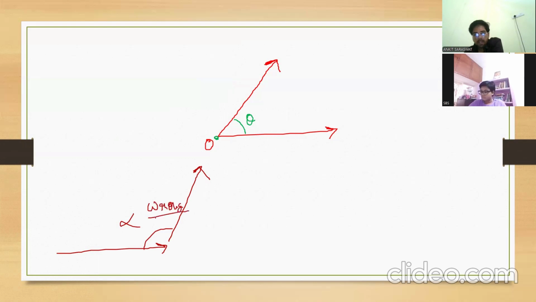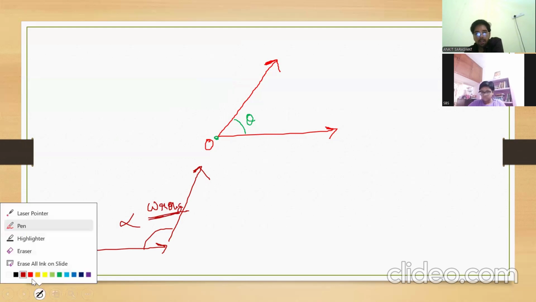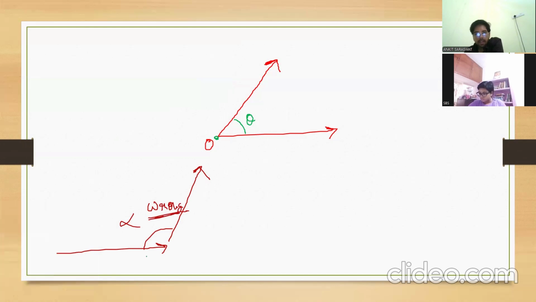Okay, alpha is not the angle between two vectors. Why? Because what is the meaning of that? Either tail to tail or head to head. So we will do the parallel shifting of the vector. You will shift this entire vector parallel to itself, like this. Then this is the intersection of tails. This is the angle.